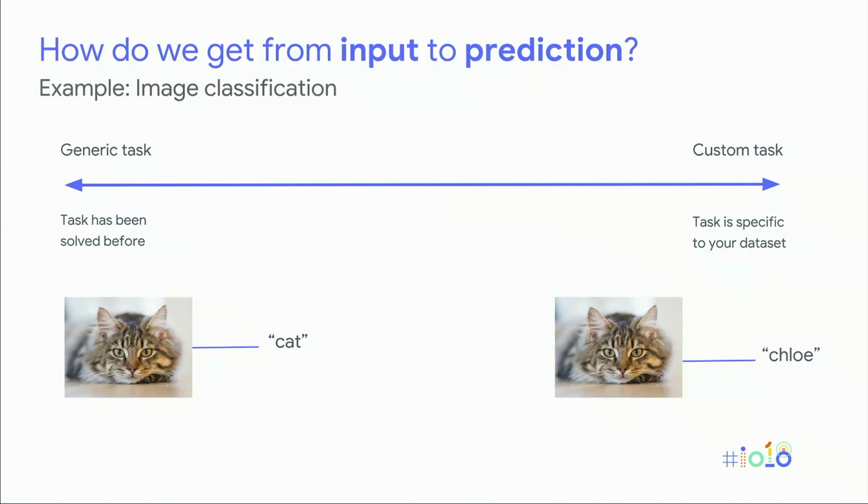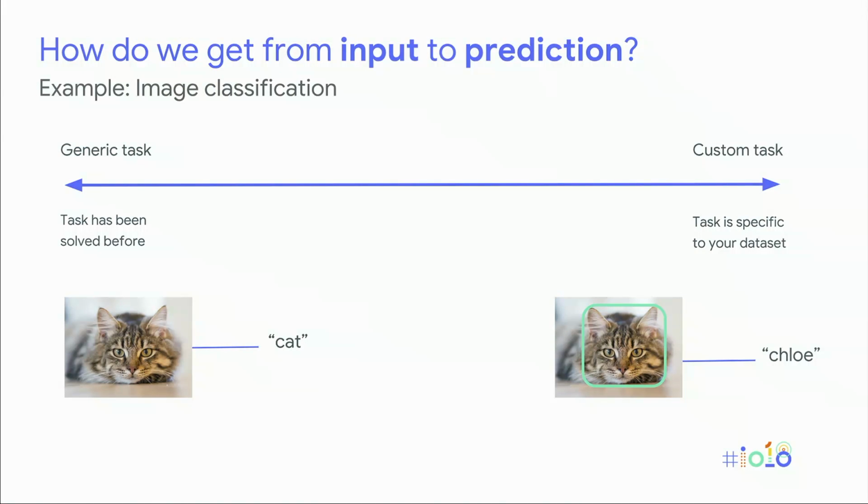But let's say, on the other hand, that this cat's name is Chloe. This is our cat. And we want to identify her apart from other cats across our entire image library. So we're going to need to train a model using our own data from scratch so that it can differentiate Chloe from other cats. More specifically, let's say that we want our model to return a bounding box showing where she is in that picture. We're also going to need to train a model on our own data.